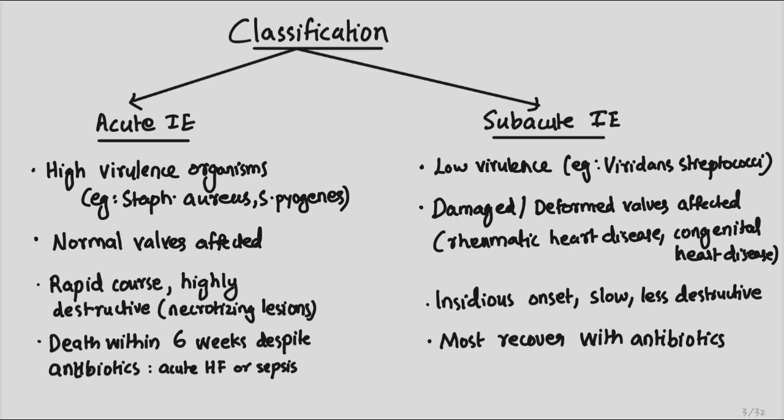In subacute, mainly damaged or deformed valves are affected, while acute infective endocarditis affects normal valves and also damaged valves. But subacute can affect only damaged or deformed valves, for example, the valves affected in rheumatic heart disease or congenital heart diseases. It has an insidious onset, a slow course, and is less destructive, and it has a good prognosis. Most recover with antibiotics.